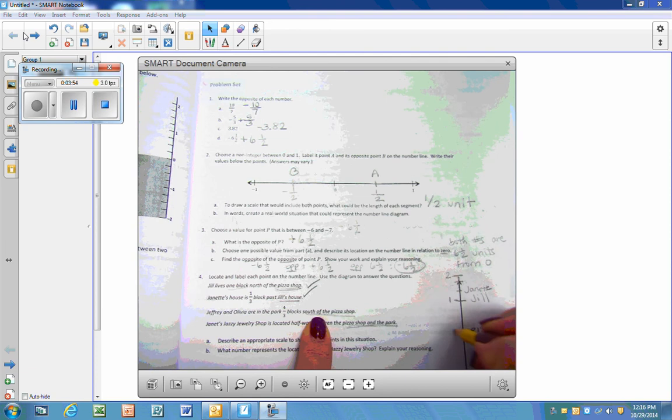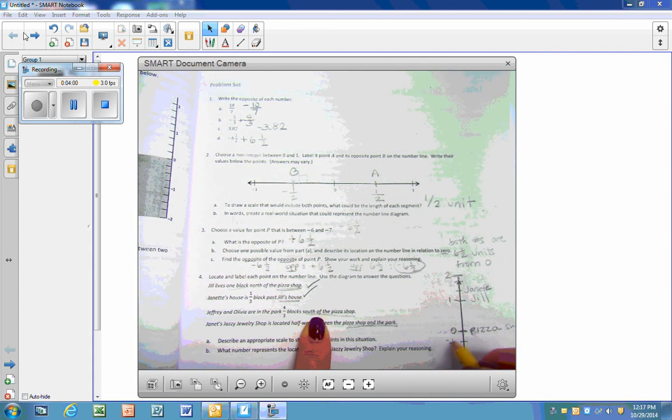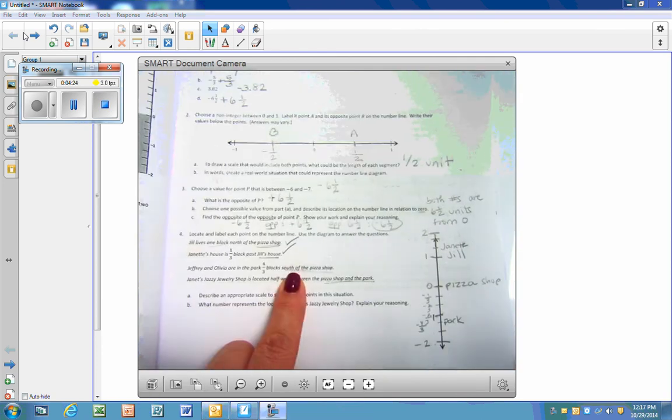Jeffrey and Olivia are in the park 4/3 block south of the pizza shop. So here's the pizza shop again as my 0. If I go down, this would be -1/3, -2/3, -3/3, and I need to get down to -4/3. So I need to find -2. This would be -4/3 right here. -5/3, and then -6/3 would be -2. -3/3 would be my -1. All right, so Jeffrey and Olivia are in the park there at -4/3. There's my park.